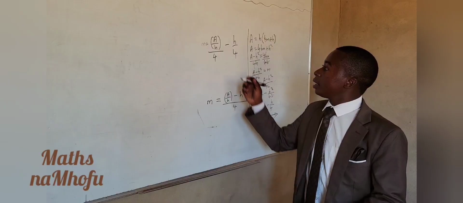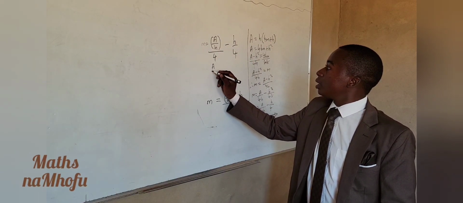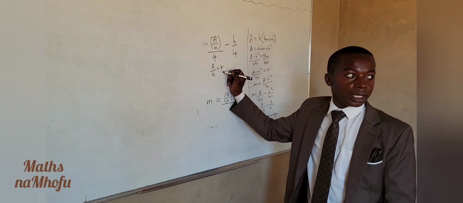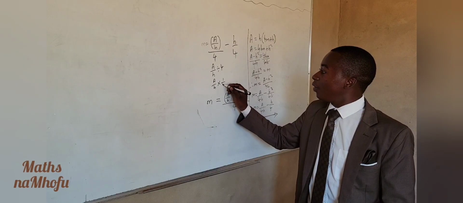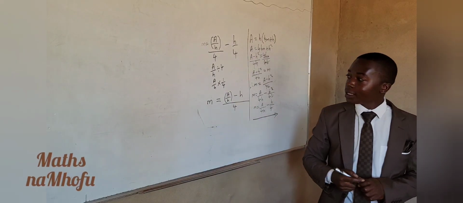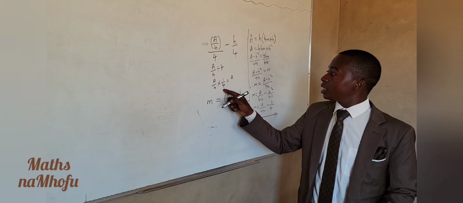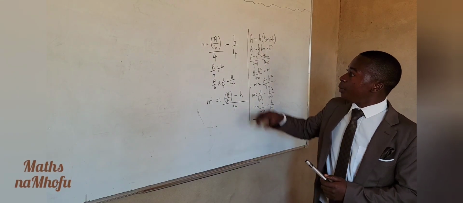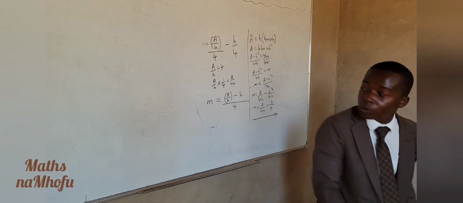This part we are done. This is the same as A over H divided by 4. You understand? And it will end up as A over H times 1 over 4. Right? Which is the same as A times 1, that's A. H times 4, that's 4H. A over 4H. Meaning to say this is the same as that. You understand what I'm saying? So you can just substitute, you replace.